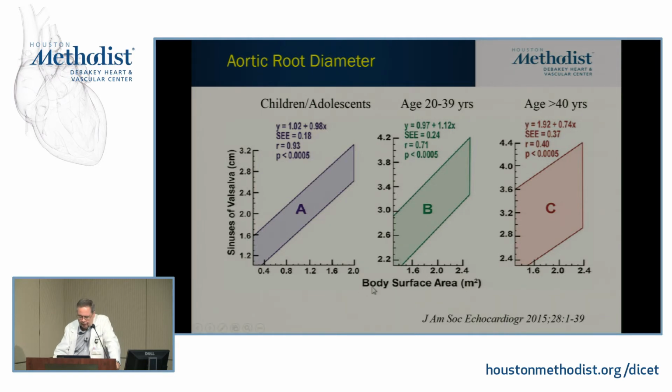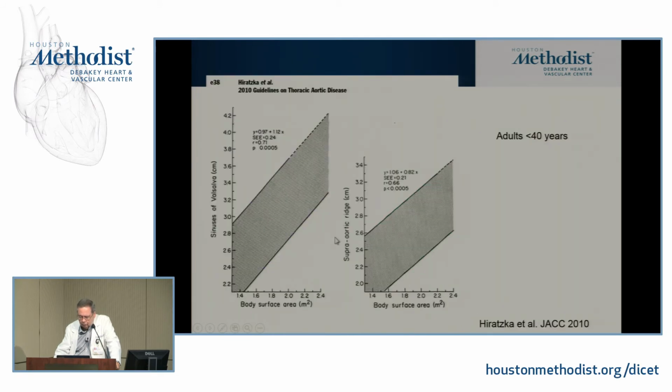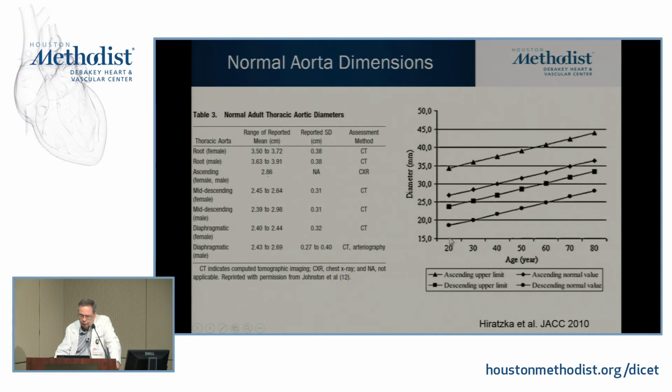And just to stress again, as we get bigger, the aorta gets bigger. You saw that slide already. In younger people, the influence of body surface area goes all the way to 4.2 centimeters in a very big person. And you saw this slide. If I were going to have one slide in the echo lab, this would be the one, because it incorporates body size and aging. As we get older, the aorta gets bigger, but what this tells us is the upper limit. So this is the upper limit for the ascending, and this one is the upper limit for the descending.